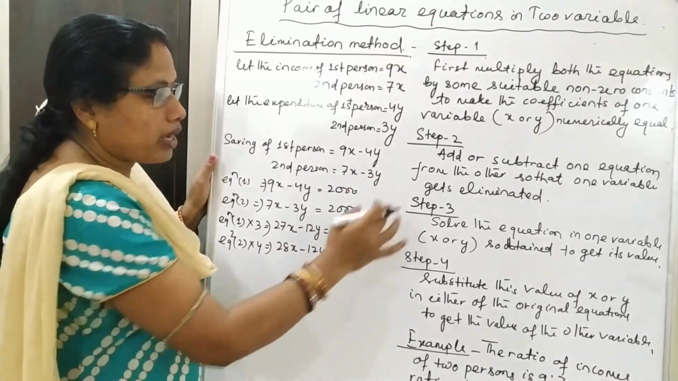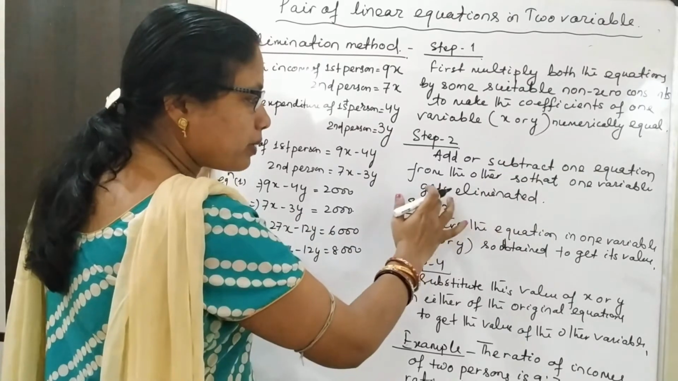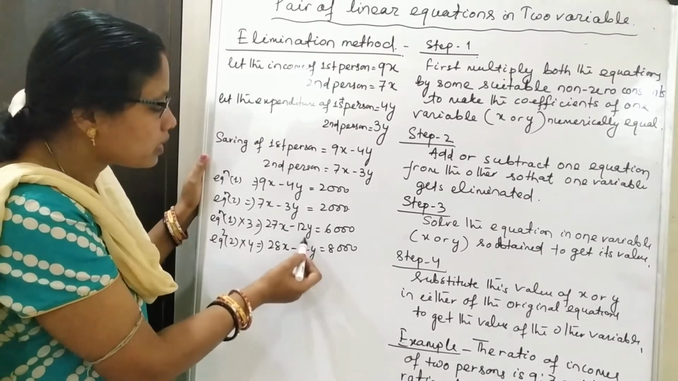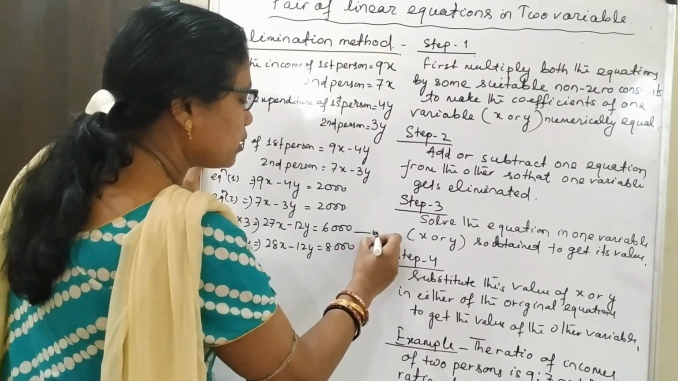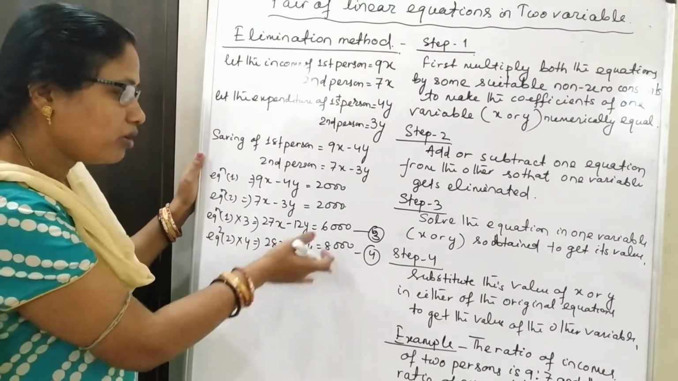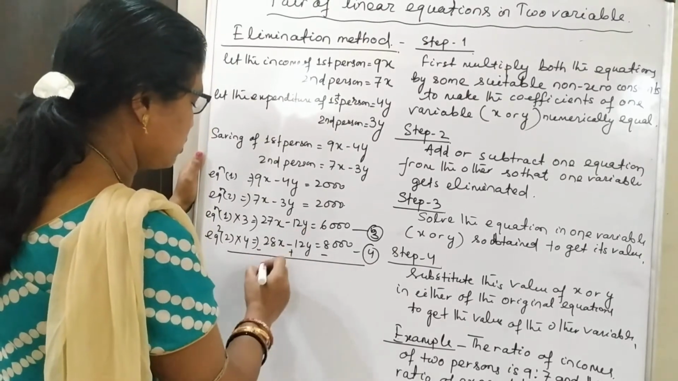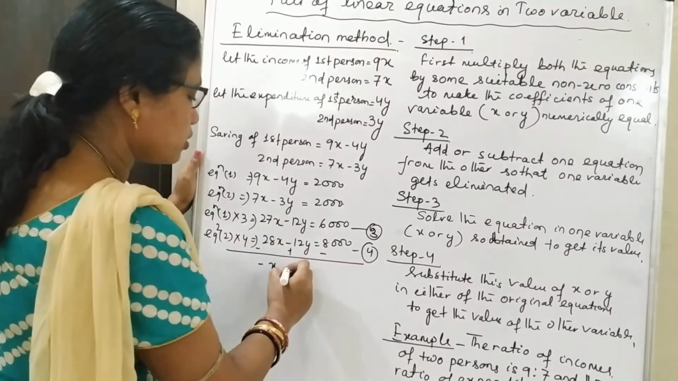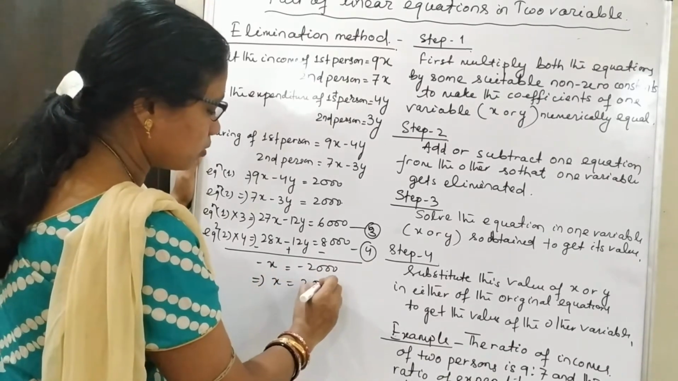Then step 2. Add or subtract one equation from the other so that one variable gets eliminated. Here the coefficient of y in both the equations is minus 12, so I have to subtract. This is equation 3 and this is equation 4. So I have to subtract equation 4 from equation 3. So this becomes minus x. The y variable is eliminated here. So it is equal to minus 2000. So this implies x is equal to 2000.